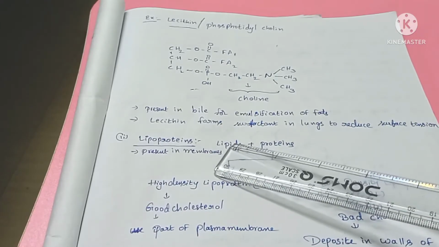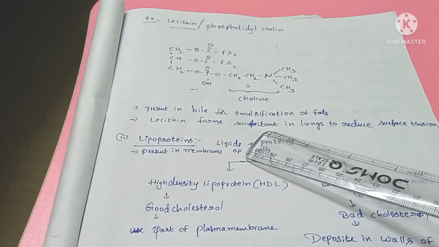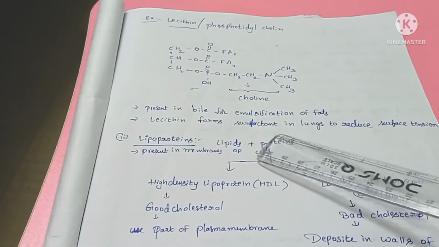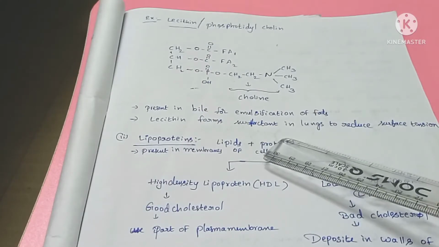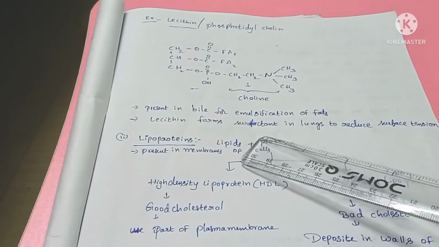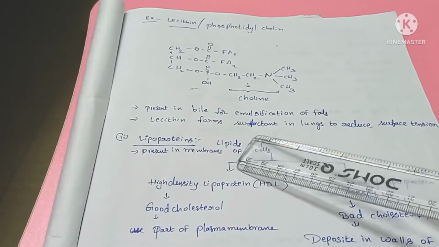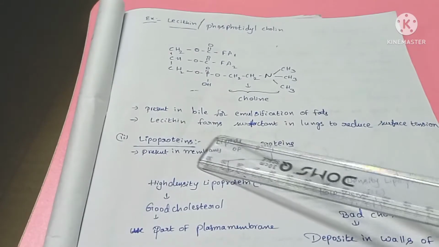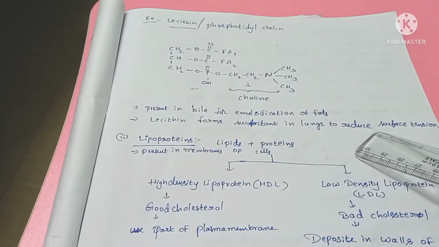And this lecithin will act as a surfactant in lungs. What is the function of the lungs here? In the lungs, there is free passage of gases, supply of oxygen takes place. For the free flow of gases, a surfactant is necessary. This lecithin acts as a surfactant in lungs and reduces the surface tension.